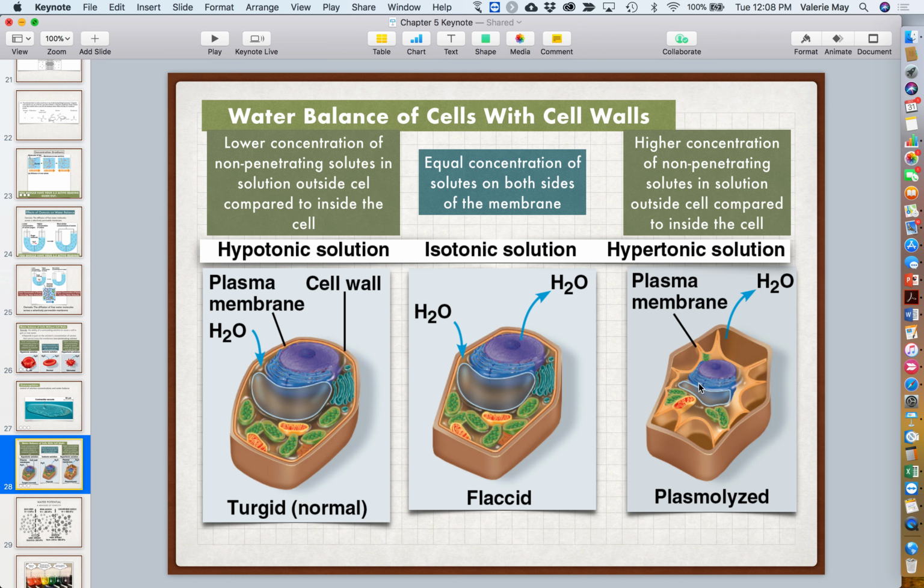If we put it in a hypertonic solution, so a high salt solution like seawater or something like that, water will leave the cell faster than it's going in. The cell will actually, it's called plasmolysis. And this, you see the plasma membrane actually pulling away from the cell wall. This would eventually kill the plant pretty quickly.